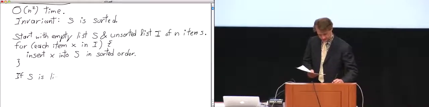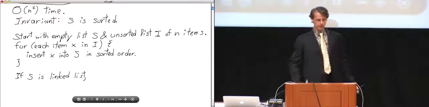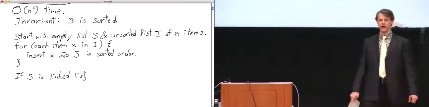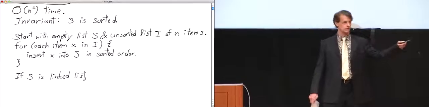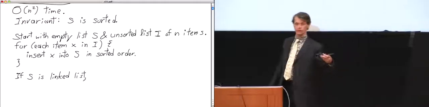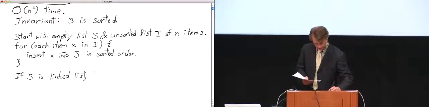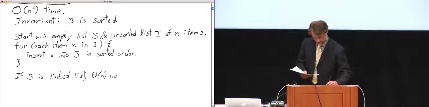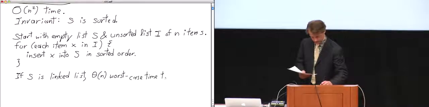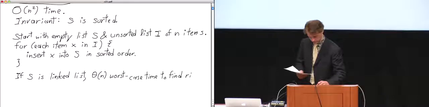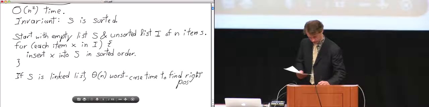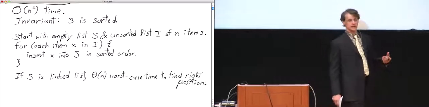If we express our sorted list in the form of a linked list, which is what we did in Homework 5, then the hard part of inserting a new item is finding the right place in the list to insert the new item, and sometimes that means you have to walk through the whole list. On average, it means you have to walk through half the list. So as a general rule, it takes theta of n worst case time to find the right position to insert the item. So on average, each item is going to take linear time to insert.